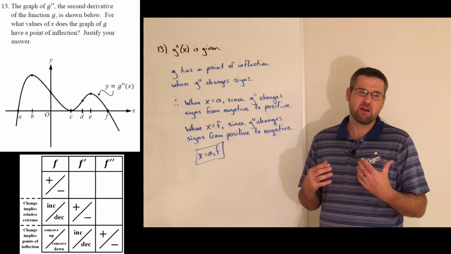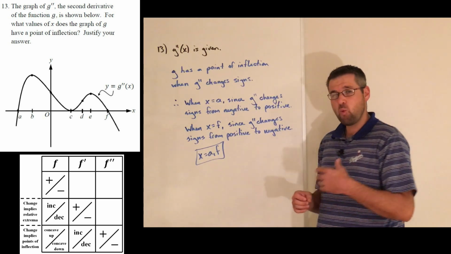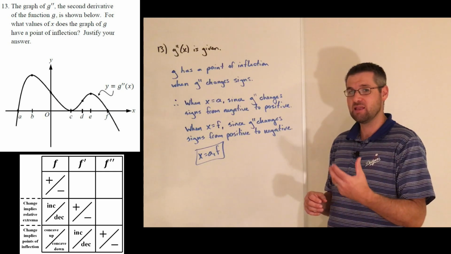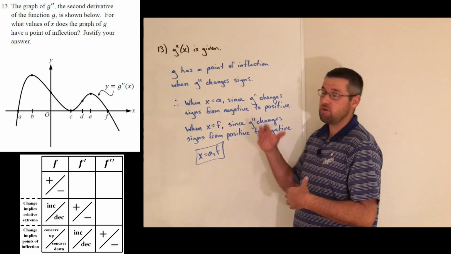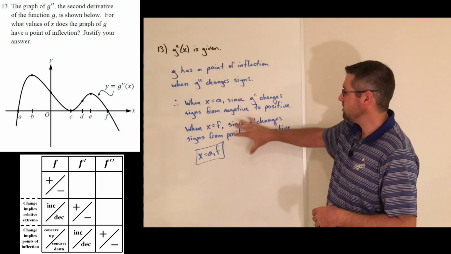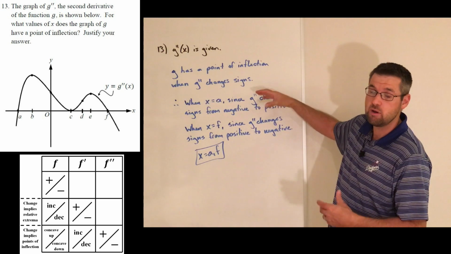So you have to be really careful about what graph is given. So I'm always looking for what is given and then asking myself, how do I interpret that in the light of the graph that was given? So since I was given g double prime, I want to make sure my justification all revolves around the second derivative, not something else.